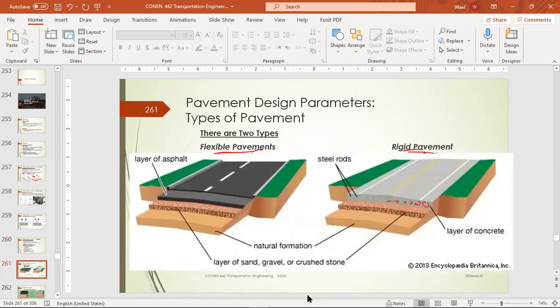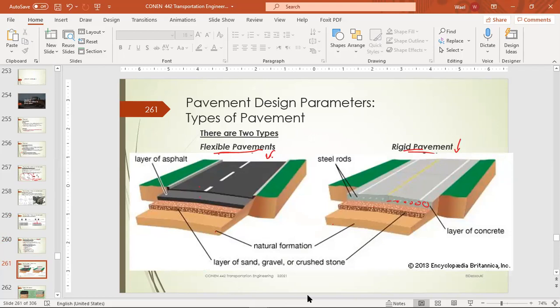So what are the pavement types? We have flexible pavement, which is the asphalt pavement. That's what we see every day. And there is the rigid pavement, which is basically a concrete slab, and underneath there may be a layer of sand or gravel or crushed stone. Then that's the natural soil.